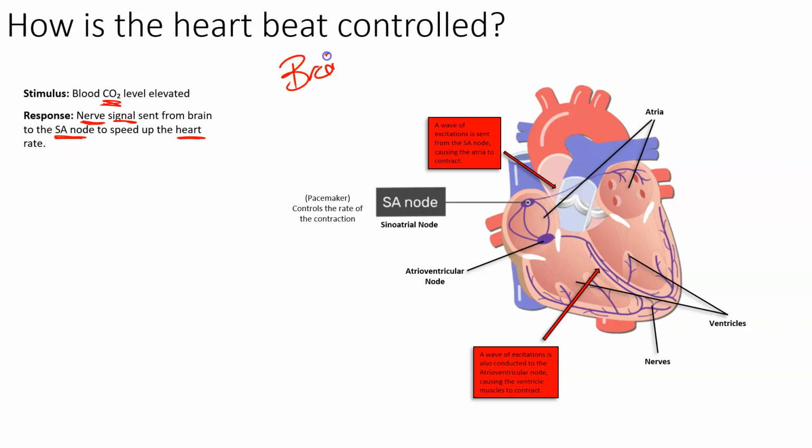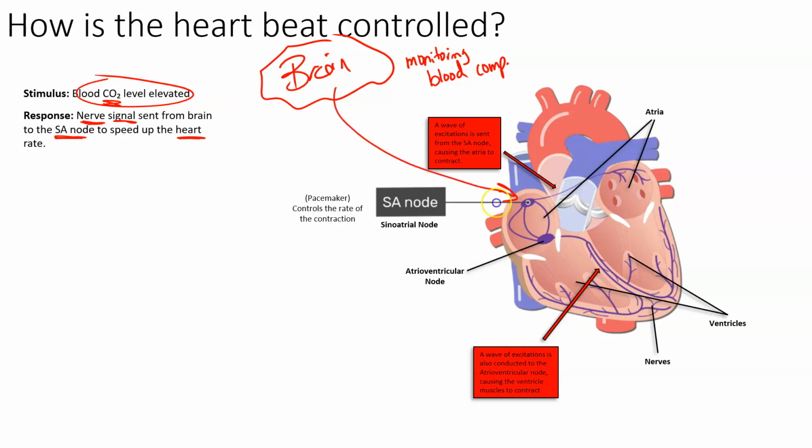So we have our brain. Your brain sitting up here. It is monitoring your blood chemistry or blood composition. When it recognizes your CO2 levels are getting elevated, it's going to send a signal to the SA node in the form of a neuron and in the form of a nerve impulse, which is going to cause the SA node to increase the rate at which it is sending signals in order to increase the rate of contraction. When it increases the rate of contraction, then it speeds up the heart rate.